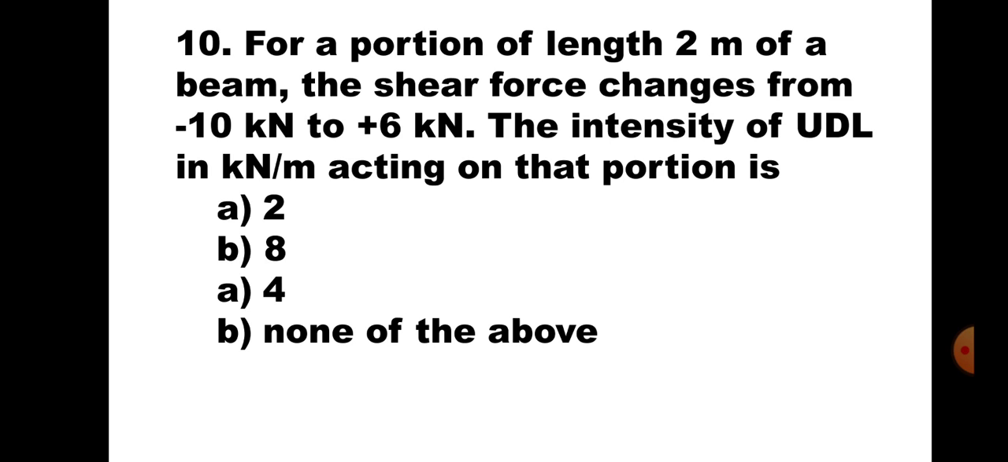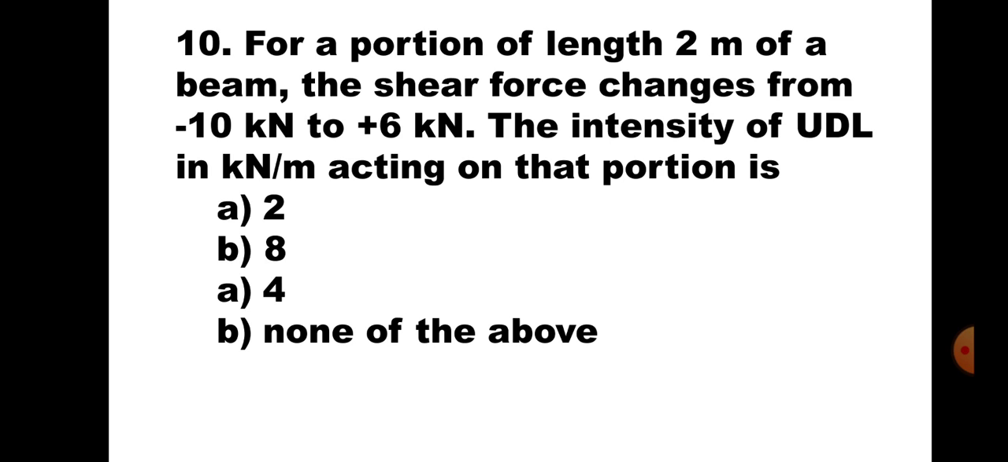Now this question is based on the previous question, that is the relation between shear force and rate of loading: the rate of change of shear force is equal to the rate of loading. At 2 points shear forces are given, you have to find the difference of them. So it will be 10 plus 6, that is 16, divided by length, that is 2, and it will be 8 kilonewton per meter.